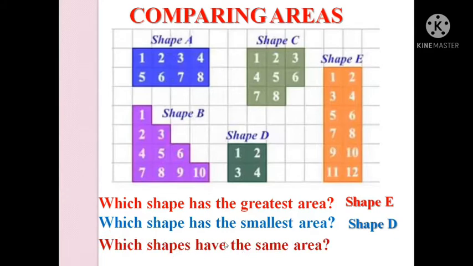Now we are going to compare two shapes. Which shapes have the same area? Whichever shapes differ, the area can be the same, right? So whichever shapes are the same in their area: shape A and C. Both are 8 squares. So shape A is 8 square units. C is also 8 square units. So shape A and C have the same area.